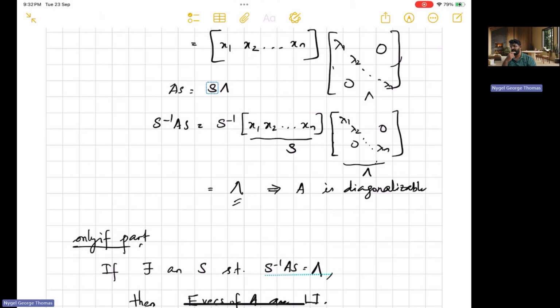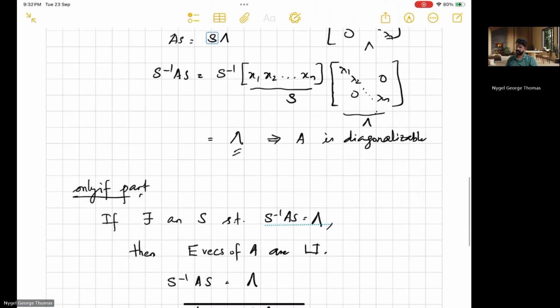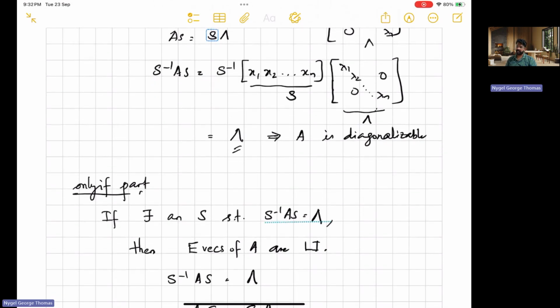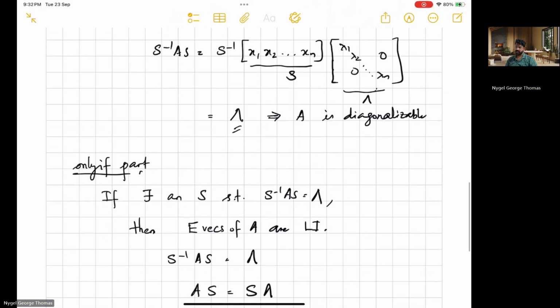So what does the only if part say? If the matrix is diagonalizable, then its eigenvectors are linearly independent. What we're given is S inverse A S is equal to lambda. Now we have to prove that A has linearly independent eigenvectors. In a similar fashion, S inverse A S equals lambda implies A into S is equal to S into lambda, where we have left multiplied by S inverse.